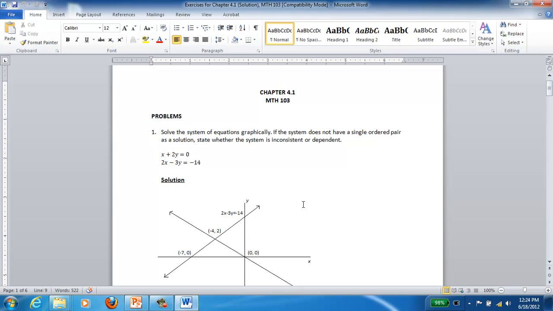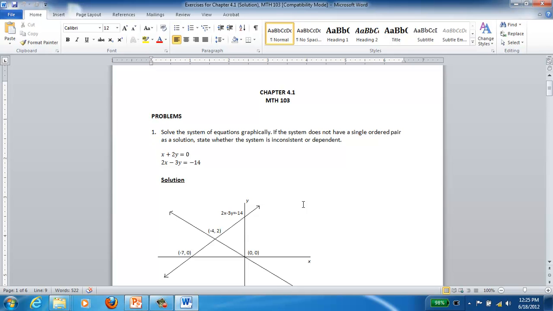Solve the system x plus 2y equals 0 and 2x minus 3y equals negative 14. Remember, you should be able to identify which type of solution you have. That is, either a unique solution, a single point of intersection, an inconsistent system, which is the parallel case, or the dependent system, which has an infinite number of solutions.